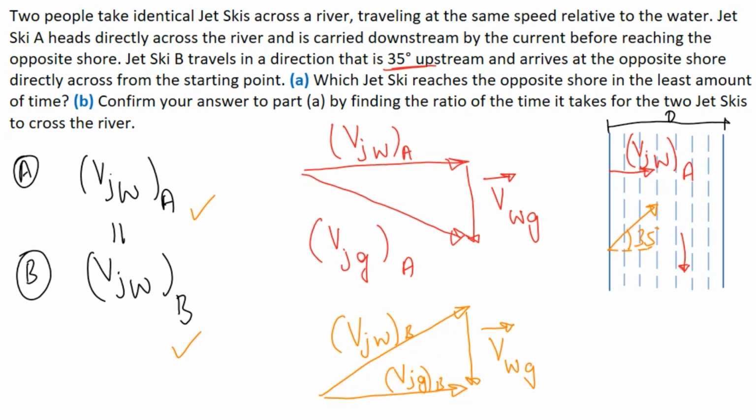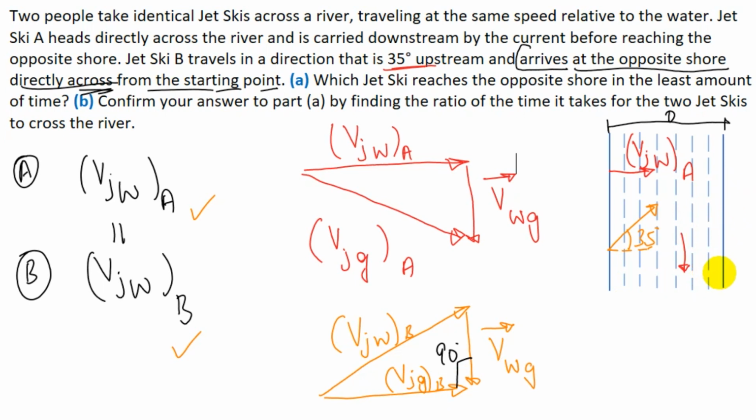This is for B. Now you may see that this angle is 90°. Why is it so? Because if you read this line for jet ski B, it says that it arrives at the opposite shore directly across from the starting point. So this is the opposite shore of the river, and water is flowing like this. Directly across means perpendicular to this velocity. So this should be the velocity of jet ski relative to ground. That is why this is perpendicular here. Okay, so this is the data given in the question.